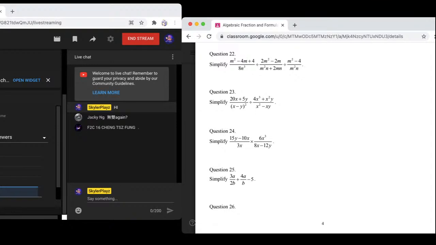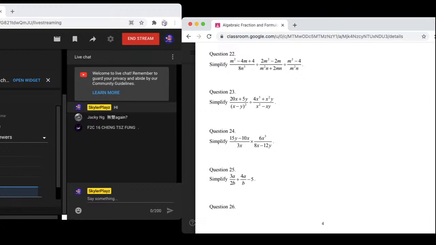(20x plus 5y)(x minus y) squared divided by (4x^3 plus 6y)... x squared minus xy. Always do factorization. 5 times (4x plus y)(x minus y) squared, times x times (x minus y) as well as x squared (4x plus y). And therefore, we need to reverse the top and the bottom.